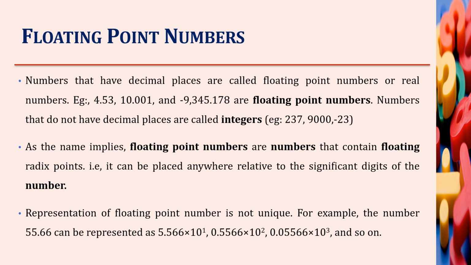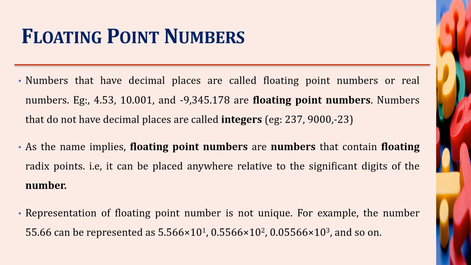As the name implies, floating point numbers are numbers that contain floating radix points. That is, the radix point can be placed anywhere related to the significant digits of the number. And that makes the representation of a floating point number not unique.